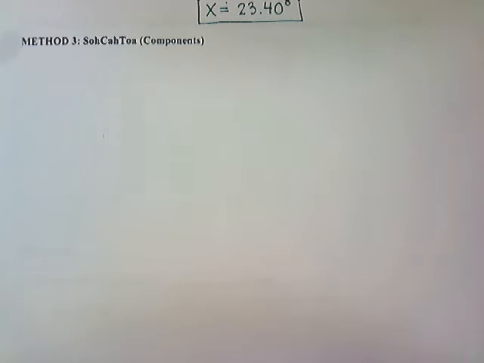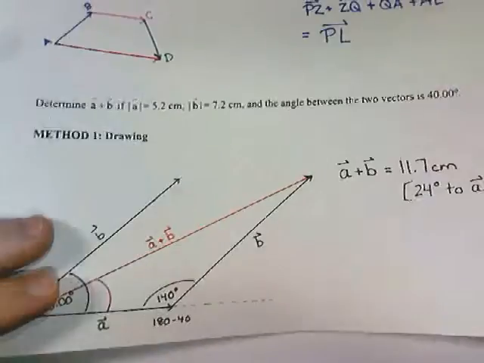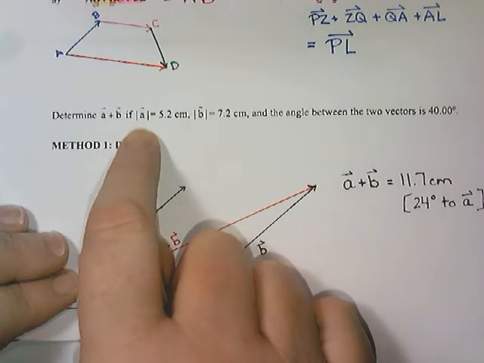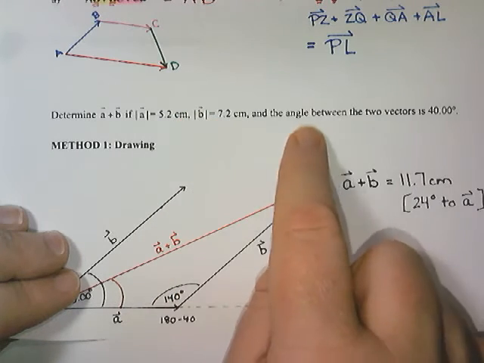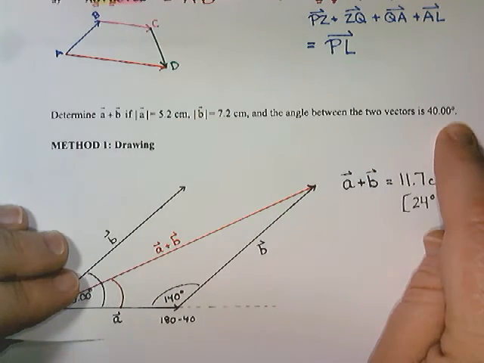So this is the same question that we did in the previous video. It is the one here that says, determine a plus b if the magnitude of a is 5.2 centimeters, the magnitude of b is 7.2 centimeters, and the angle between the two vectors is 40 degrees.